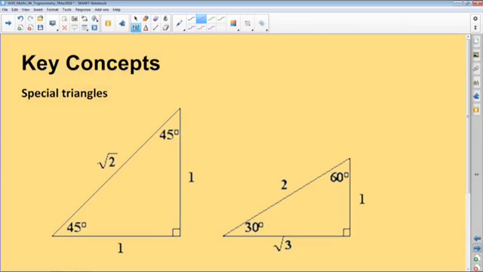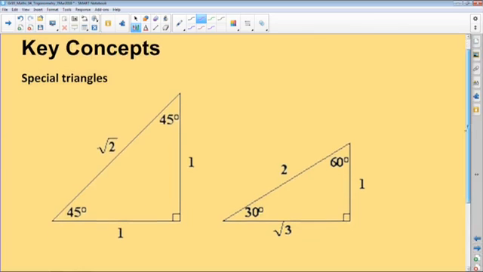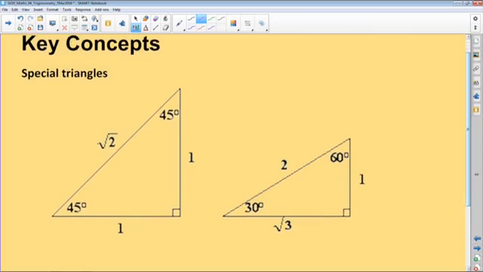Okay, we're moving on to the special angles or special triangles. Now, we don't actually have any questions on them today, but it's a good thing for you to know. The one triangle has an angle of 45 degrees, and then it has sides of 1, 1, and square root 2. The other triangle has two angles which are important. It has a 30-degree angle and a 60-degree angle, and it has sides that are 1, square root 3, and 2.